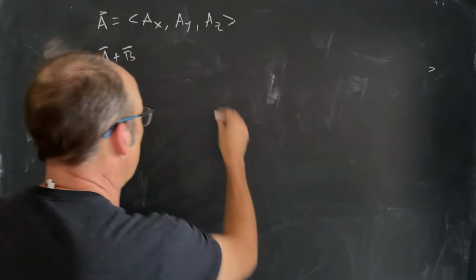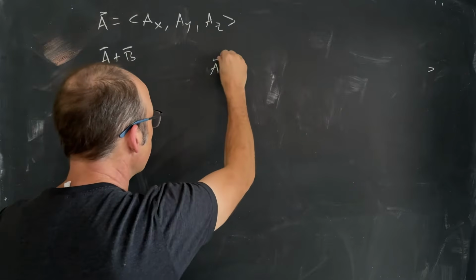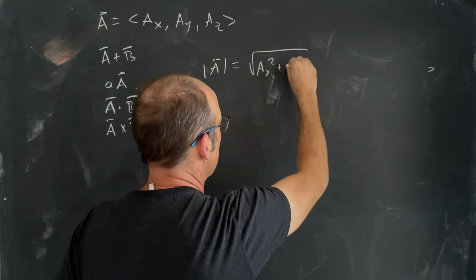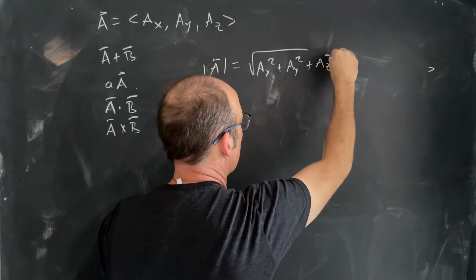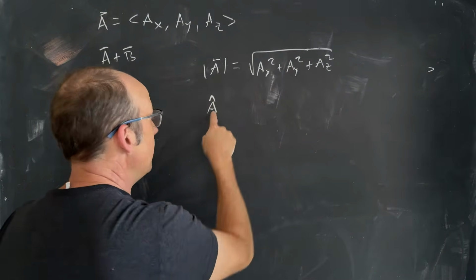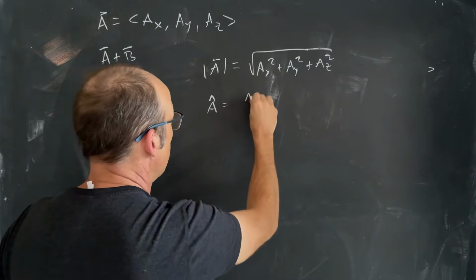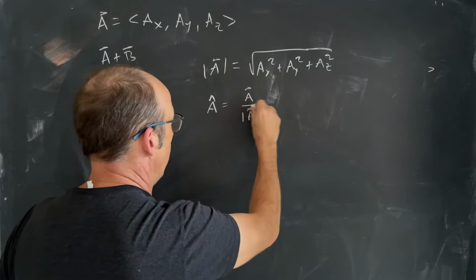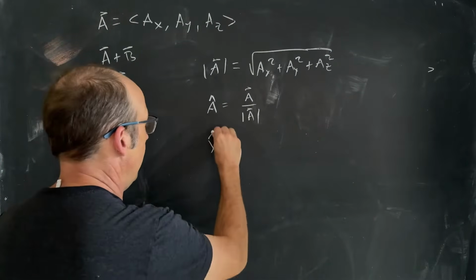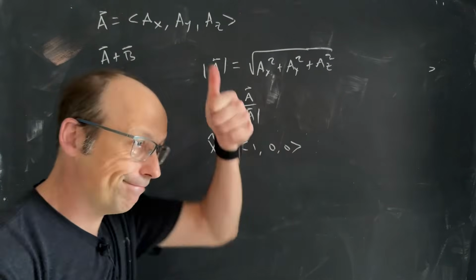Now, the other ones you need to know are A hat and the magnitude. The magnitude of a vector in Cartesian coordinates is the square root of Ax squared plus Ay squared plus Az squared. And then the unit vector for a vector, A hat, is the vector in the direction of A, but it has a magnitude of 1. So this is just the vector A divided by the magnitude of A. You think, oh, that doesn't really matter. It matters. You already have seen some unit vectors. x hat is the vector (1, 0, 0). It's a unit vector in the direction of x.